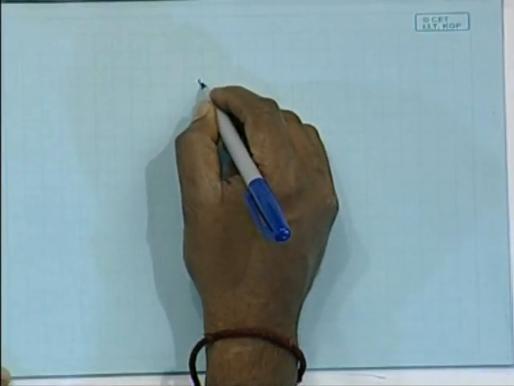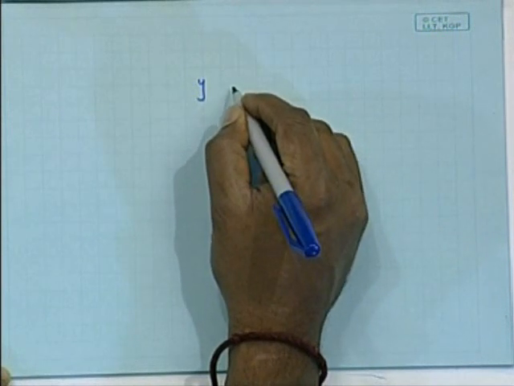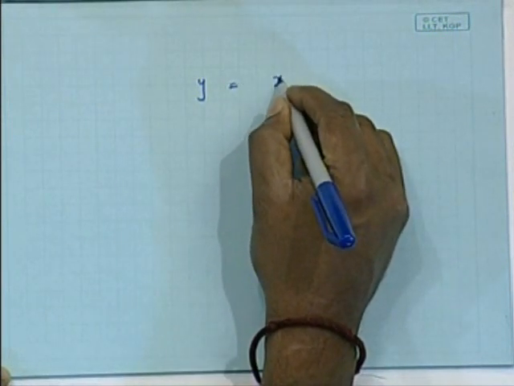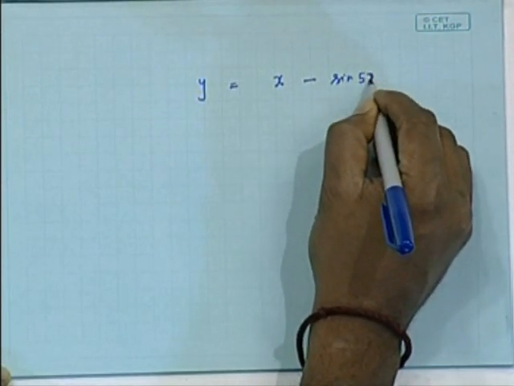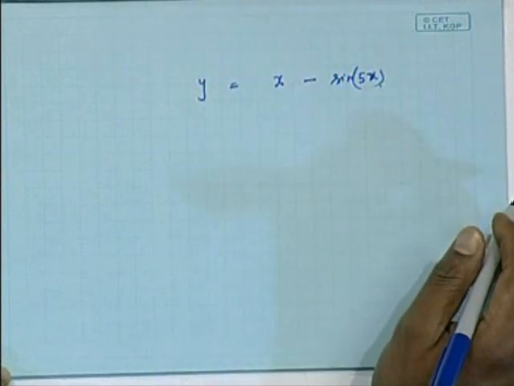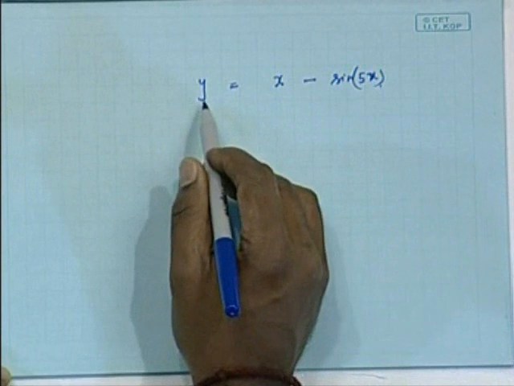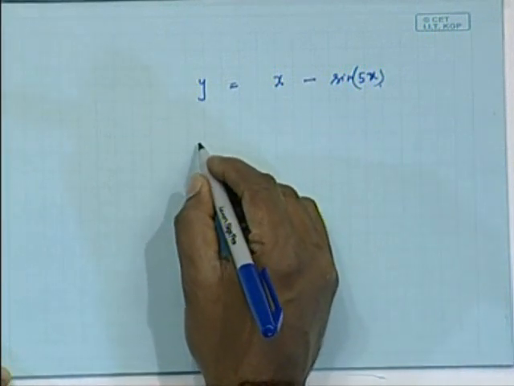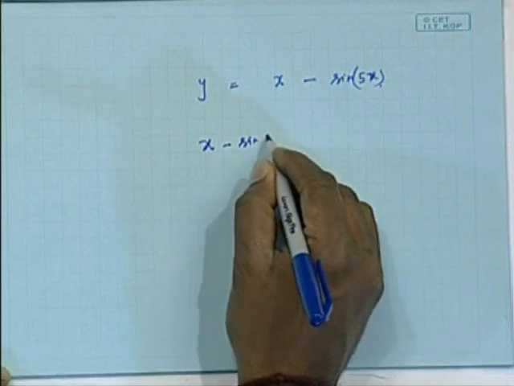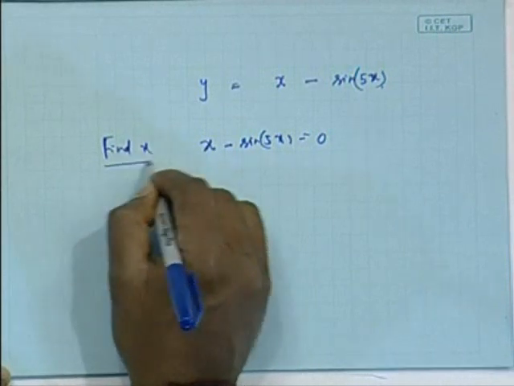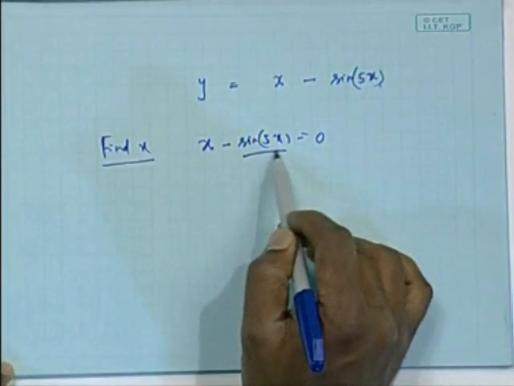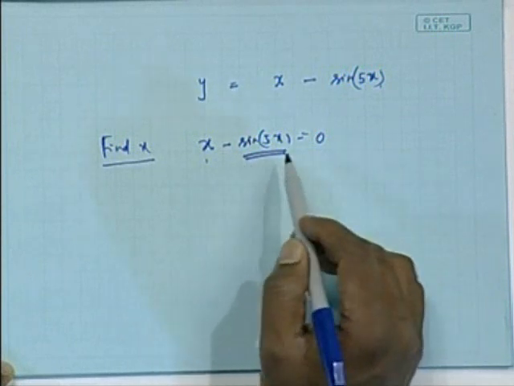So let me take a function like that. Let us say my function is y equal to x minus sine 5x. Whenever it is 0, I want to find the values of x for which x equals sine 5x. This cannot be solved analytically because it is a transcendental function. It can only be solved by Newton's method.